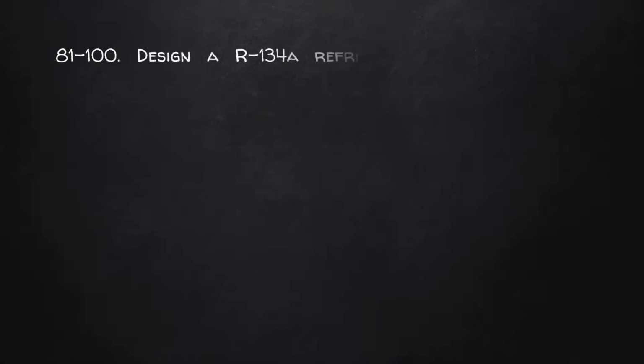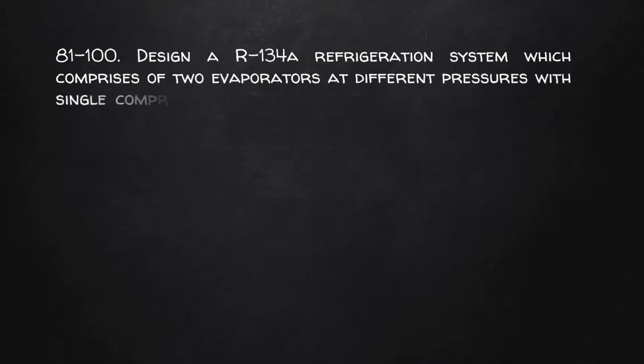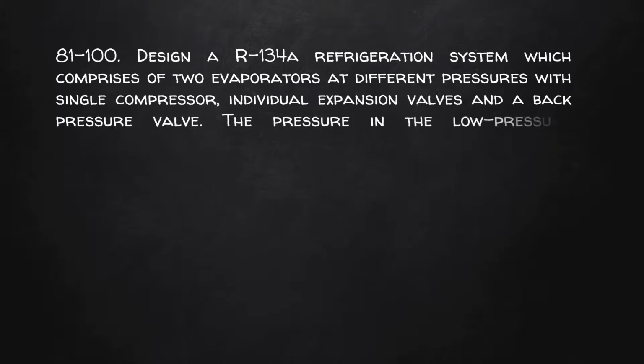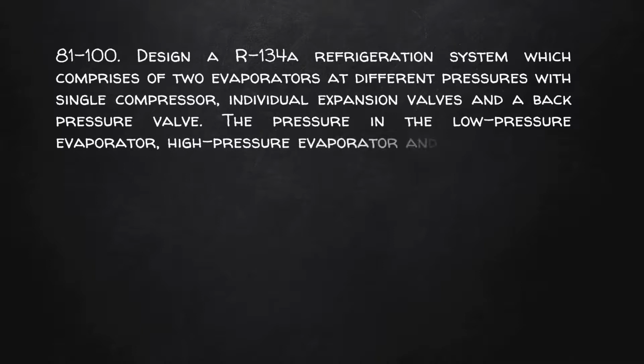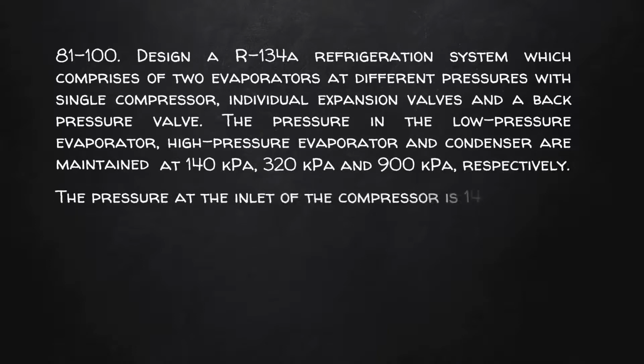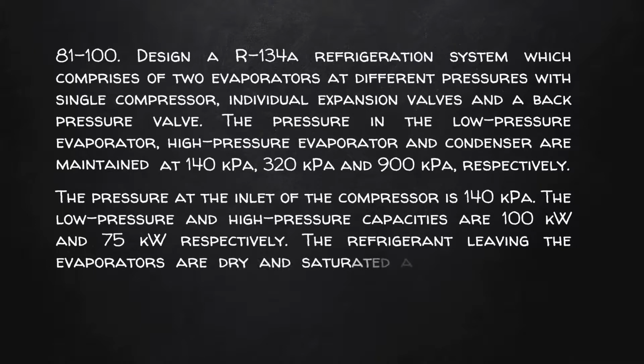Design of R134a refrigeration system which comprises of 2 evaporators at different pressures with single compressor, individual expansion valves and a back pressure valve. The pressure in the low pressure evaporator, high pressure evaporator and condenser are maintained at 140 kPa, 320 kPa, and 900 kPa respectively. The pressure at the inlet of the compressor is 140 kPa. The low pressure and high pressure capacities are 100 kilowatts and 75 kilowatts respectively. The refrigerant leaving the evaporators are dry and saturated, and compression is isentropic. Determine the COP of the system.